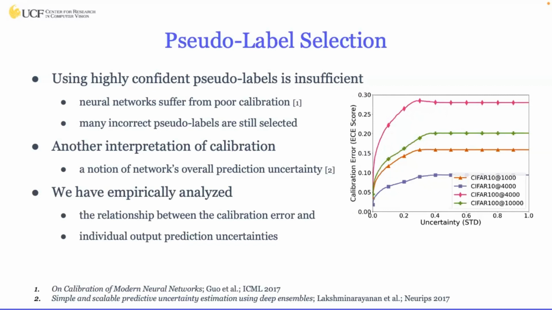So if we look at a particular point, let's say this point, so basically what we are seeing in here, this point represents that for the samples which have uncertainty lower than this particular value, the calibration error is this. So basically what this graph is showing us, at least the left side of this graph, is that when the uncertainty of the samples is lower, the calibration error is also lower.